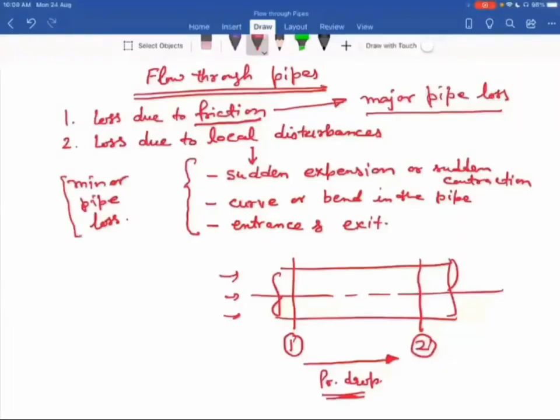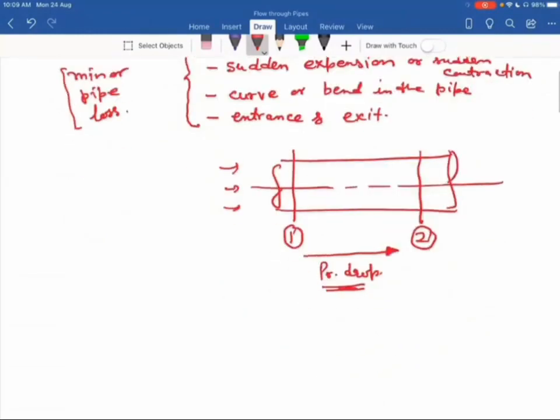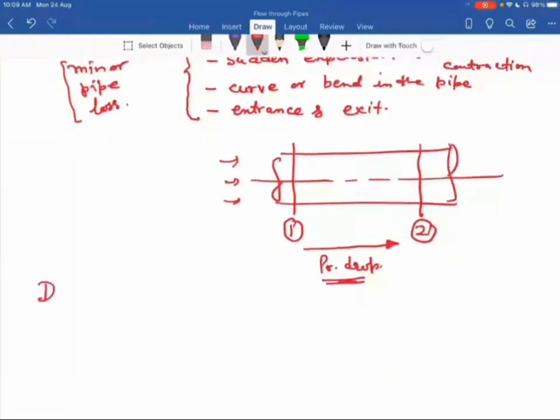So now we have to see the various formulas for these losses. First we see the formula for measuring the major pipe loss, that is the loss due to friction. The first formula for measuring the major loss, or loss due to friction, is the Darcy equation, that is, the Darcy equation for measuring head loss due to friction.